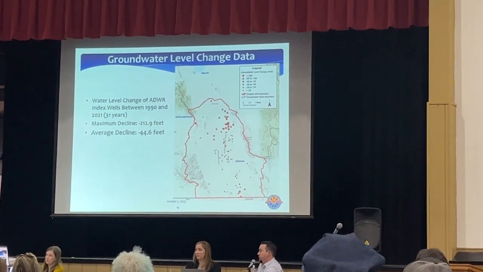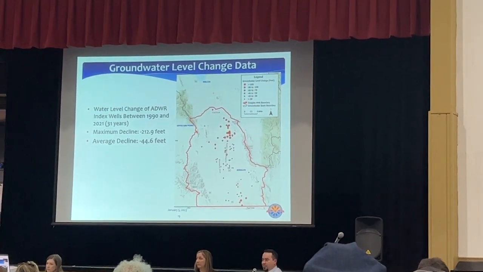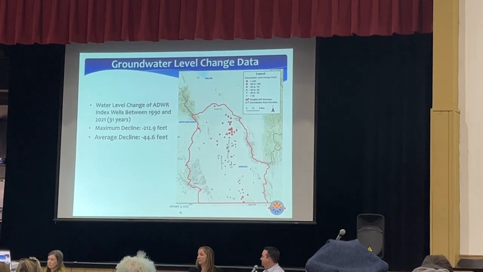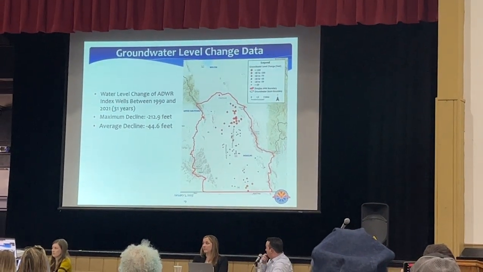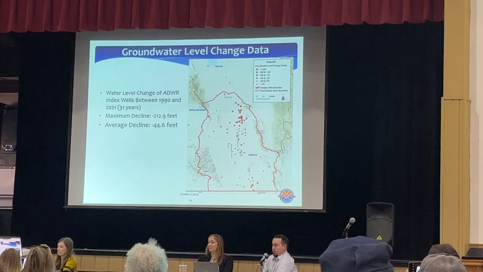But the average decline, if you look at all of them, none of them showed a rise. None of them have come up over the last 30 years. The average decline is 44 feet for all of these wells.